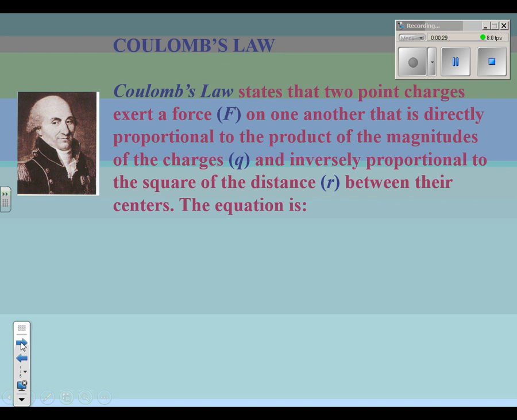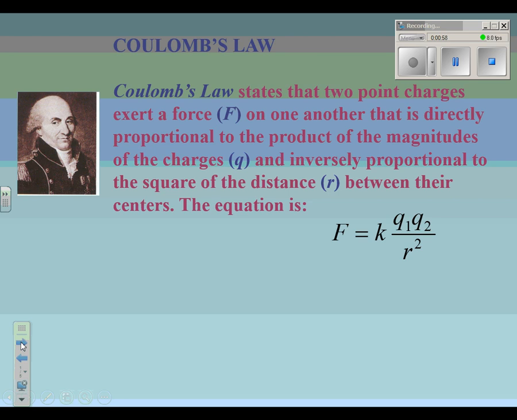Coulomb's law says that two point charges exert a force on one another that is directly proportional to the product of the magnitudes of the charges and inversely proportional to the square of the distance between their centers. This equation is on your formula chart, and it's F equals K Q1 Q2 over R squared.